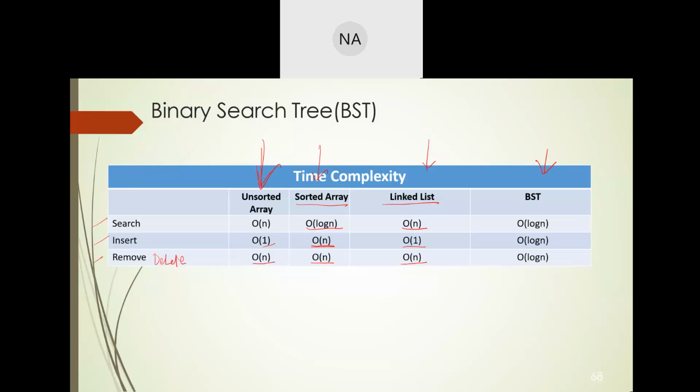Now binary search tree. In the binary search tree, the search complexity is order of log n, insertion complexity is also order of log n, and deletion complexity is also order of log n. So you can see that the BST has an edge over sorted and unsorted arrays and the linked list. So BST has an advantage over arrays and the linked list.